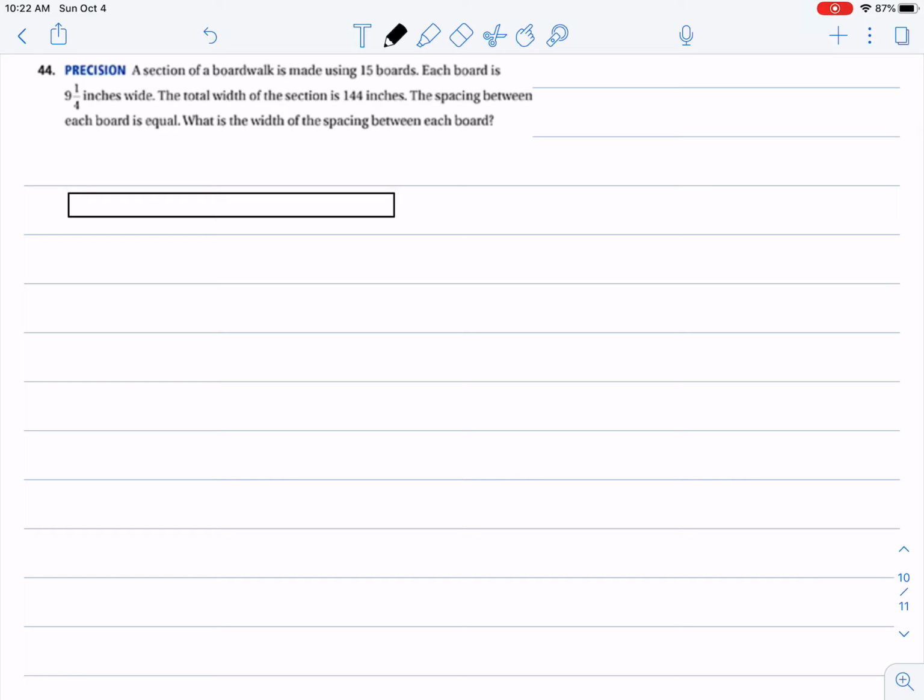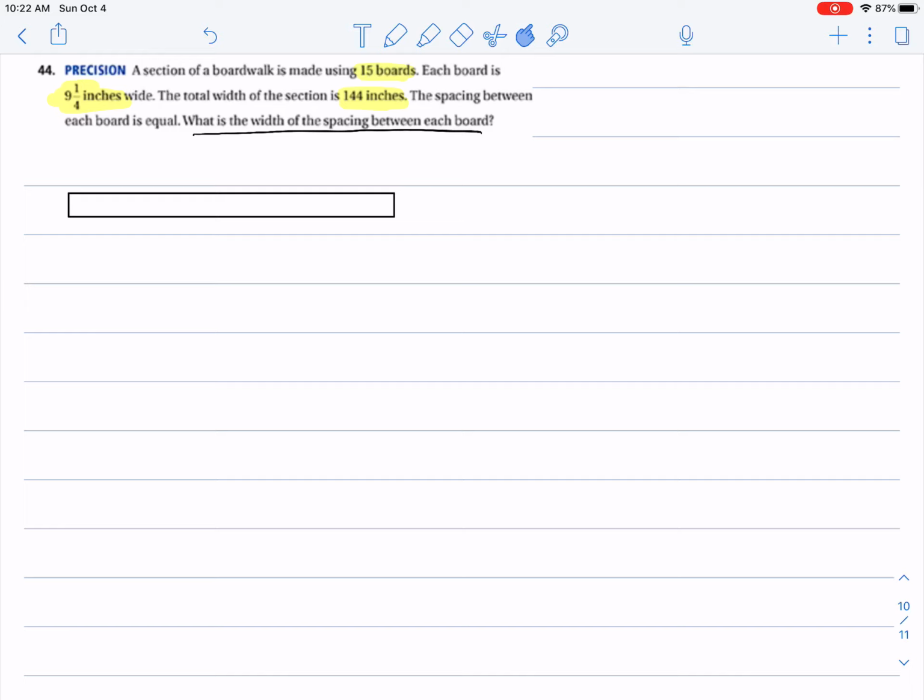So for a question like this, we're going to first want to highlight all of our numbers. So 15 boards, each board is 9 1/4 inches wide, and the total width of the section is 144 inches. The question they're asking us to answer is, what is the width of the spacing between each board? So for something like this, we're going to want to draw a picture.